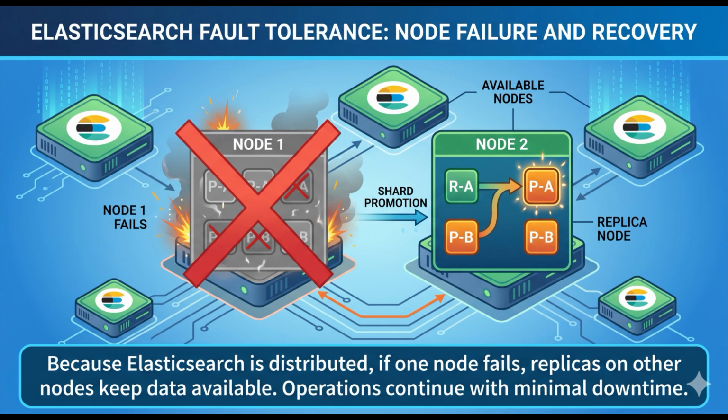Because it's distributed, Elasticsearch is resilient. If one node fails, replicas stored on other nodes automatically take over to keep your data available. Operations continue smoothly with absolutely minimal downtime.